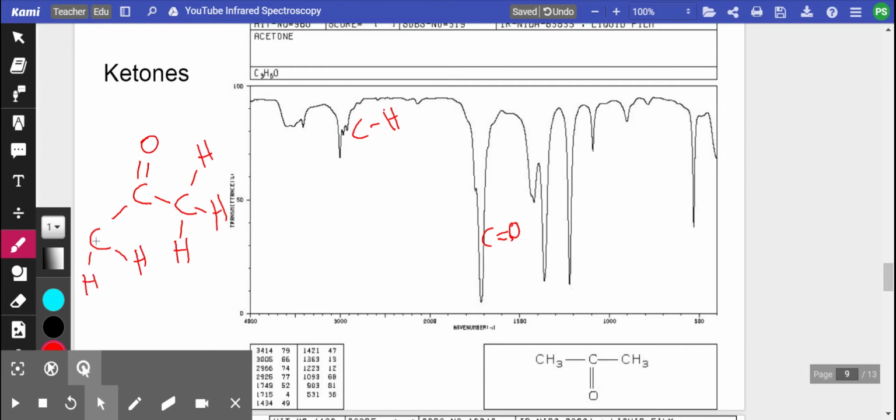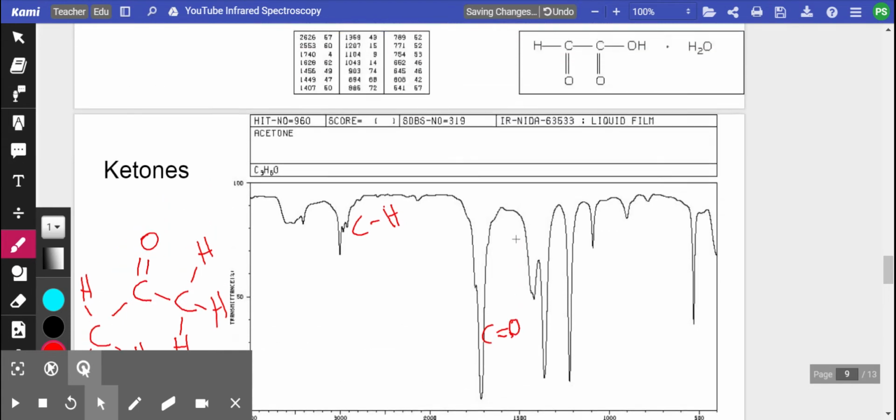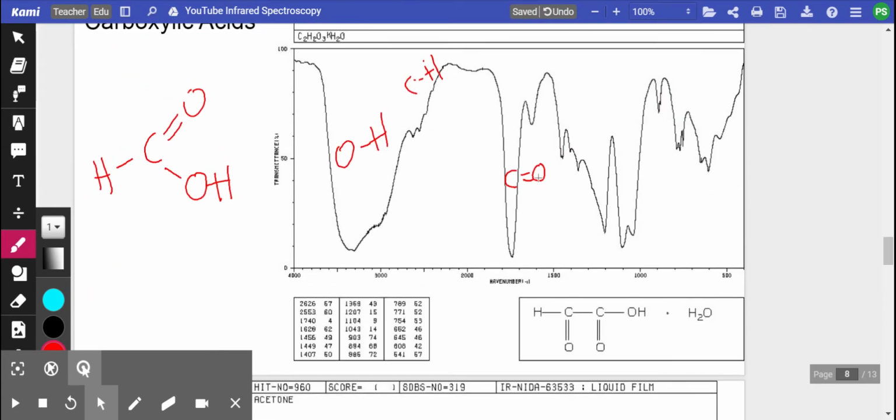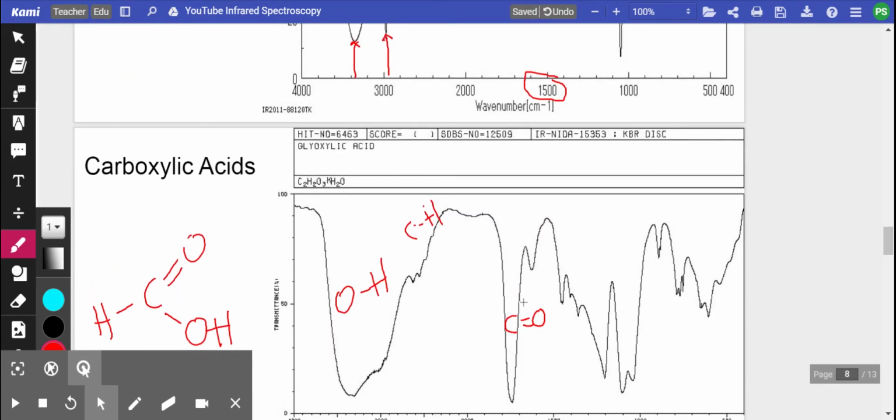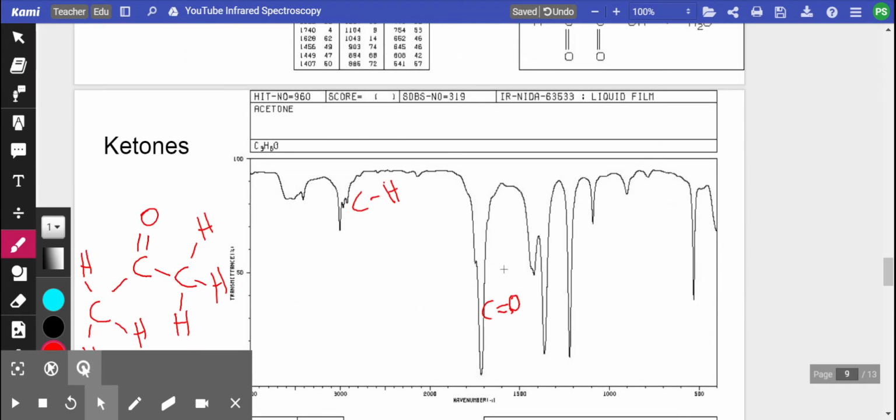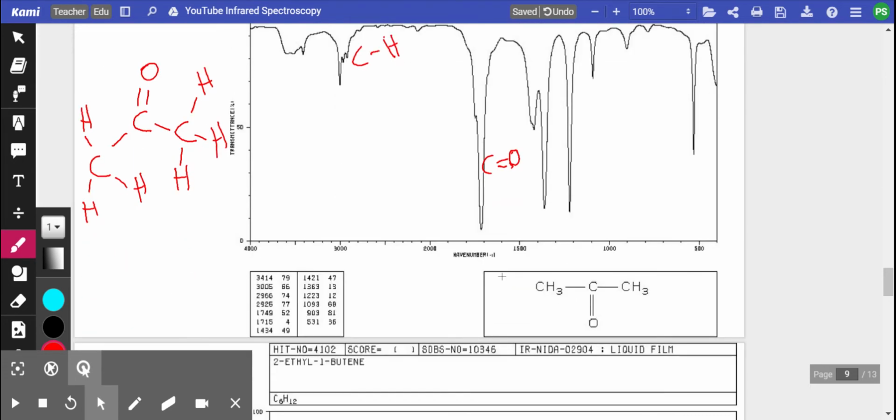As I said in the previous video, this peak is very similar in ketones and, as you can see here, in carboxylic acids. So it's hard to distinguish these two if you just saw this one peak.